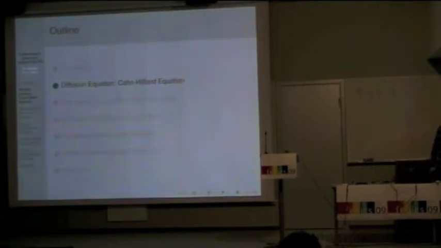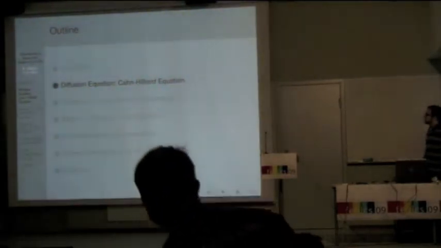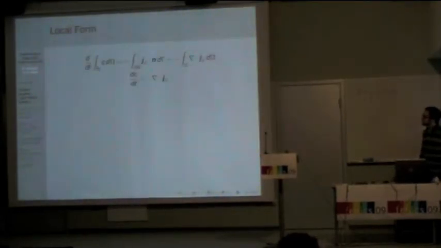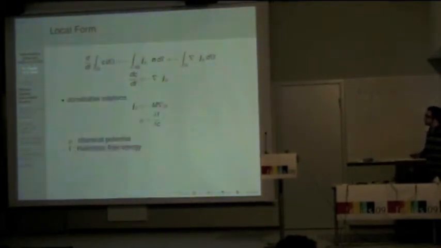We got three different equations basically. One is a diffusion equation, which is called the Cahn-Hilliard equation. We have then the balance of linear momentum equation and the balance of energy equation. Let's start from the Cahn-Hilliard equation. This is the local form of the equation. It's basically a balance of mass of carbon, because the transition is driven by the amount of carbon moving from one part of the domain to another. And these are the constitutive relations, which flow from thermodynamical considerations.